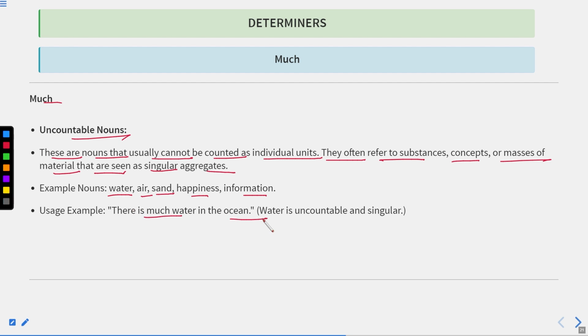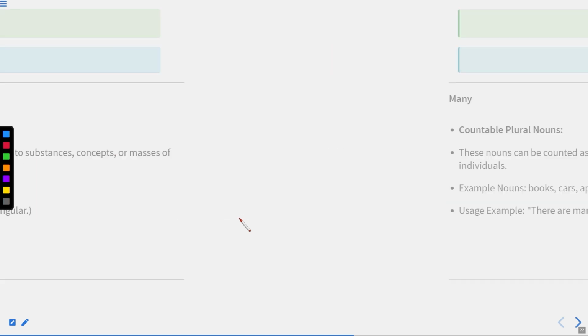There is much water in the ocean. So much water means a large amount of water. Much refers to a large amount of something.